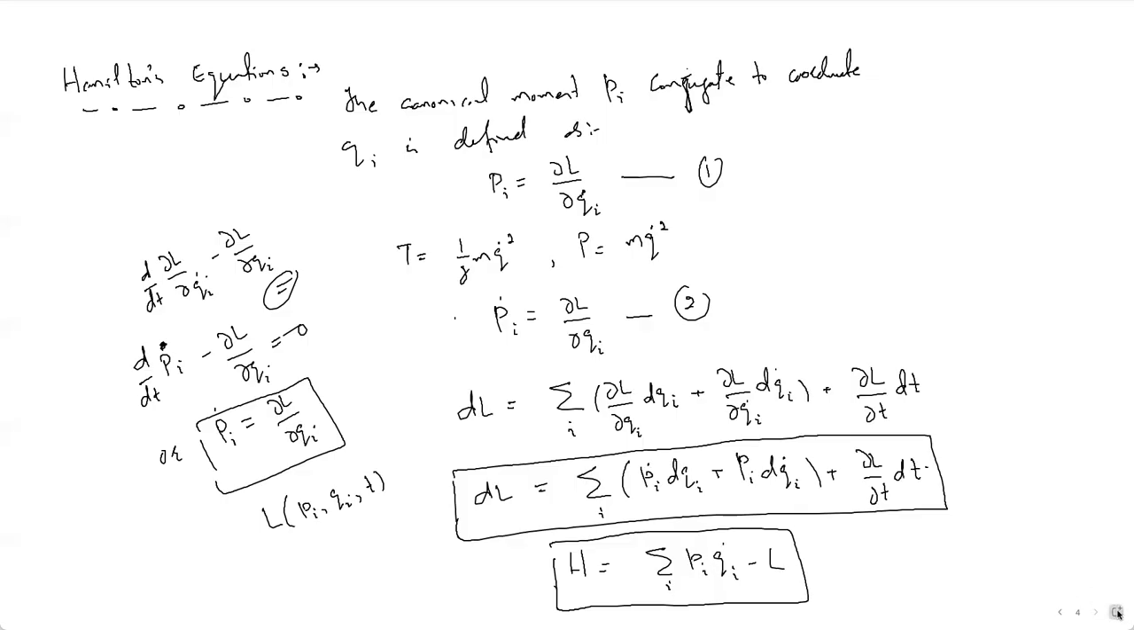So this Hamiltonian is also defined like this. Or I can write dH now as the summation over i. Let me first write it again here, so that H will be equal to p_i q dot i minus L, summed over i. Now dH, I will just substitute this Lagrangian dL. So dH will be equal to d of p_i into q dot i, minus dL.